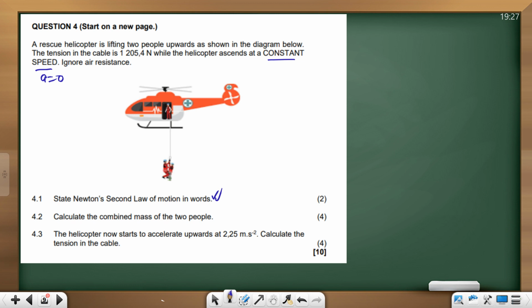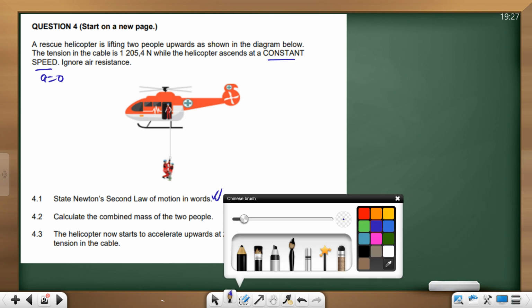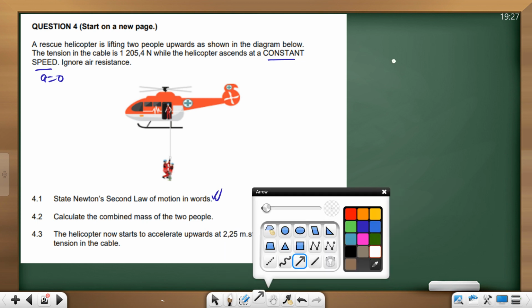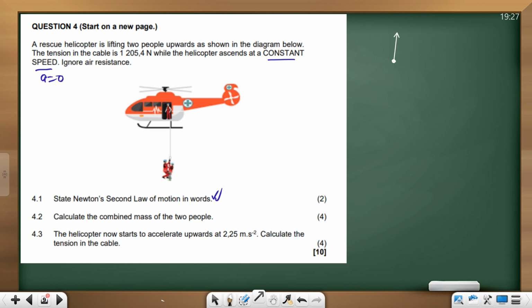Calculate the combined mass of the two people. What do we know, guys? Quickly. What do we know? If we were to draw a free body diagram, which will assist us, what are we going to say? They have been pulled up by tension. They have a weight, Fg, and tension. Mind you, a is equal to what? 0.